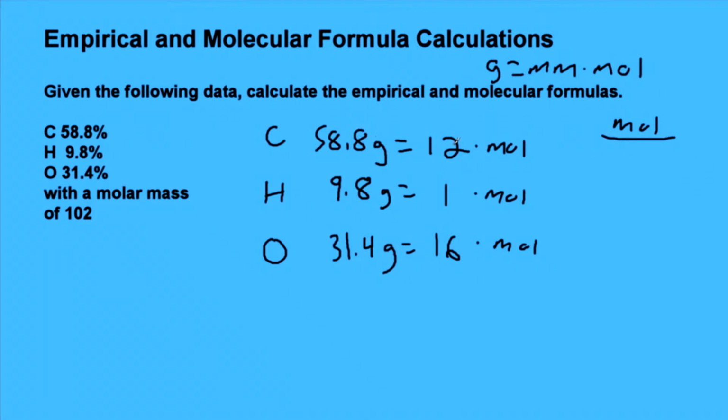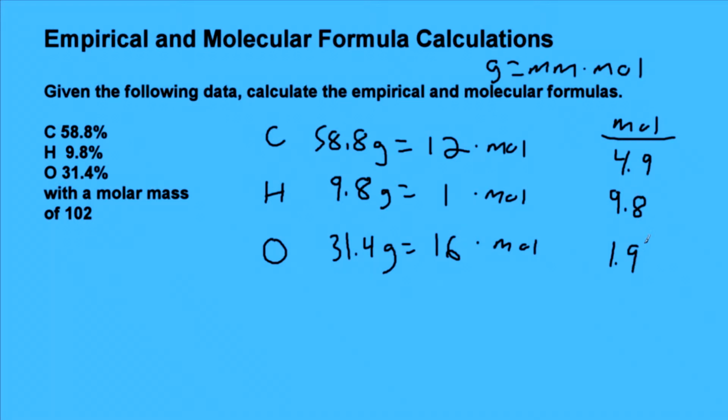So 58.8 divided by 12 comes up to 4.9. 9.8 divided by 1 is 9.8. And 31.4 divided by 16 is... All right, so as I said, these moles represent the ratios of how many carbons there are to how many hydrogens there are to how many oxygens there are.